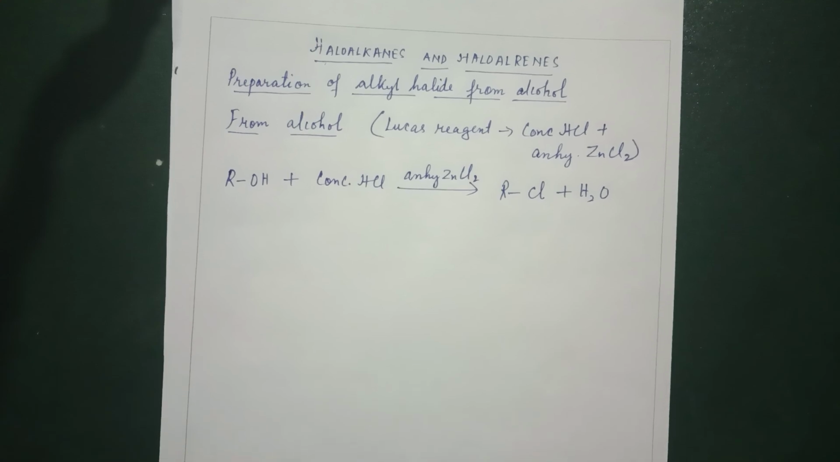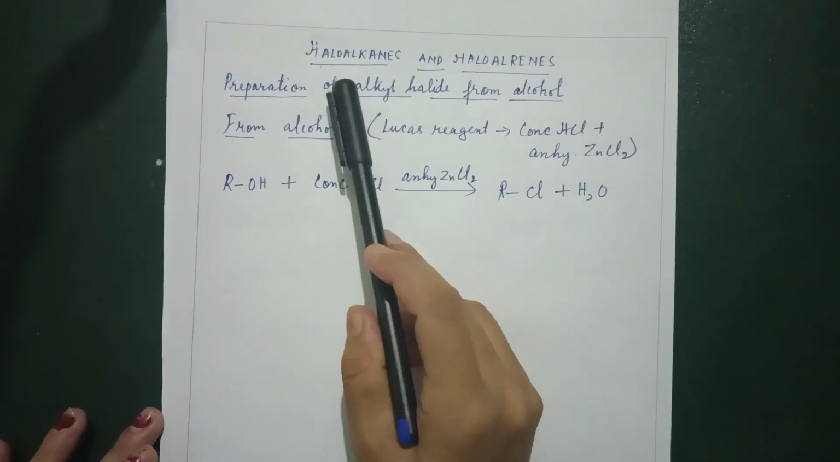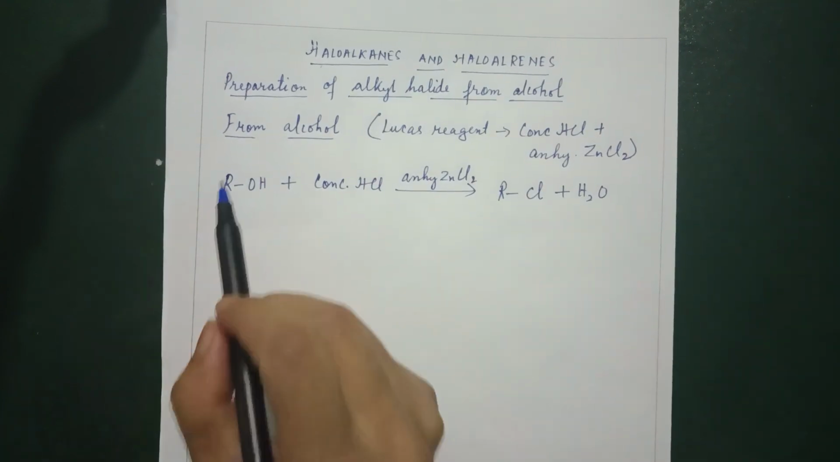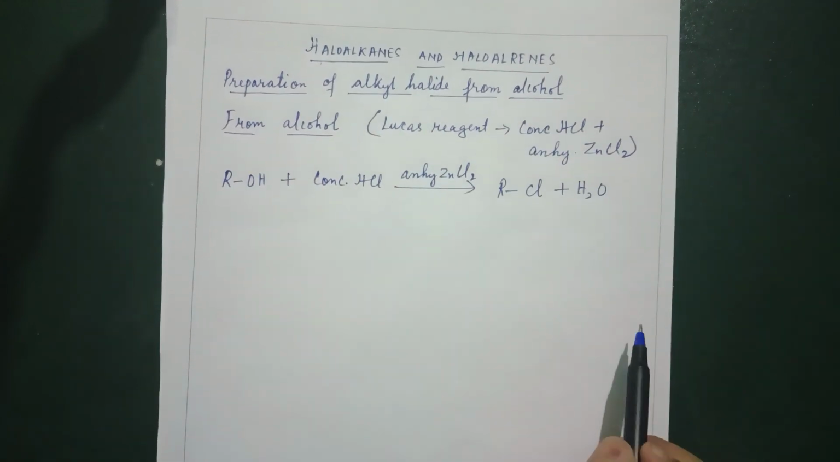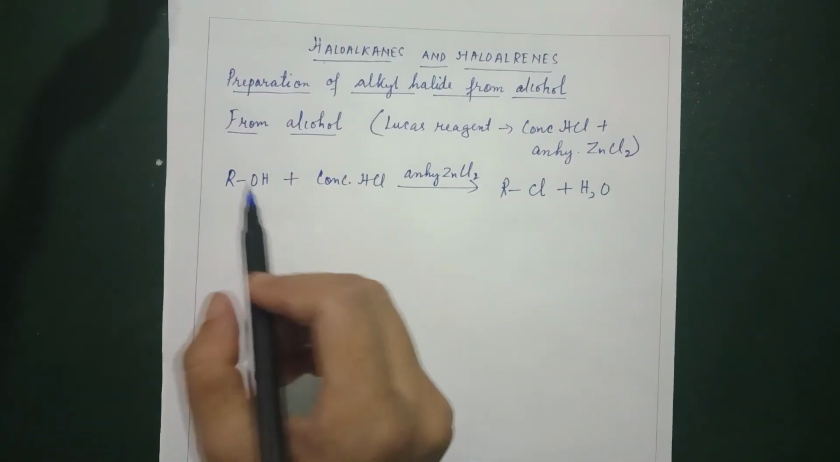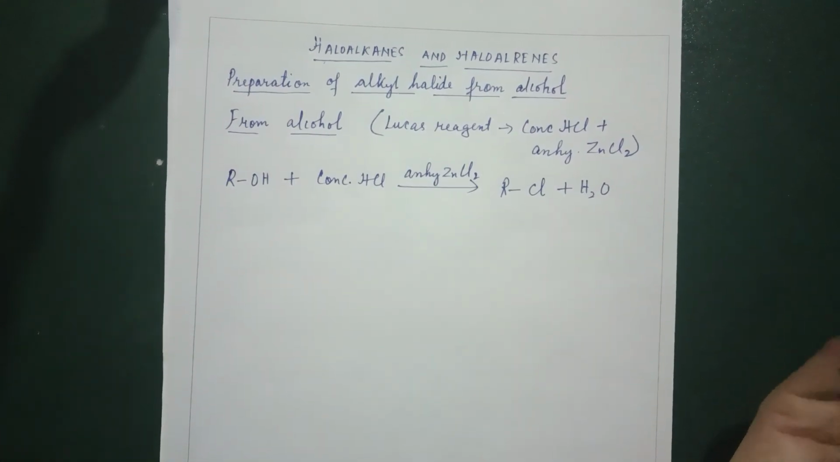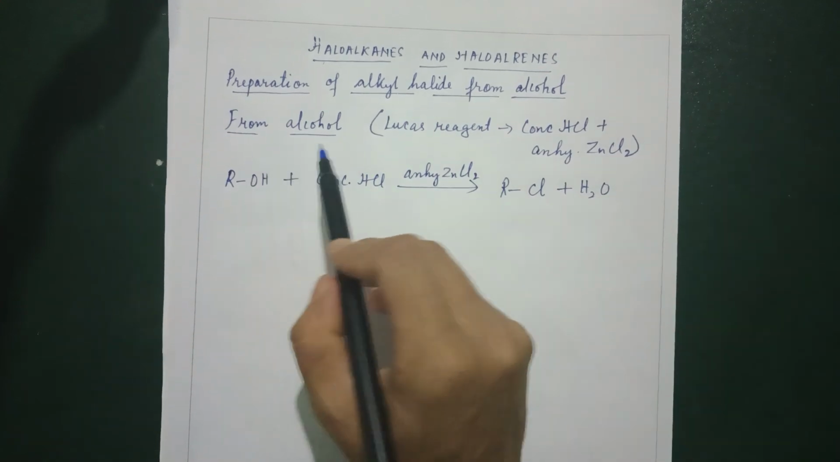Hi everyone, in this video I'll be sharing about preparation of alkyl halide from alcohol. This is from the chapter Haloalkanes and Haloarenes, and here I'll be discussing the preparation of alkyl halides from alcohol and its mechanism. There are different methods to prepare alkyl halide. Here we are going to discuss preparation from alcohol.